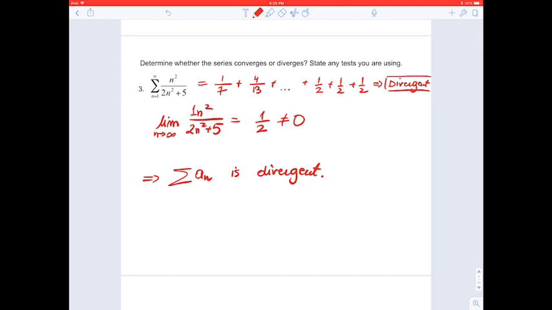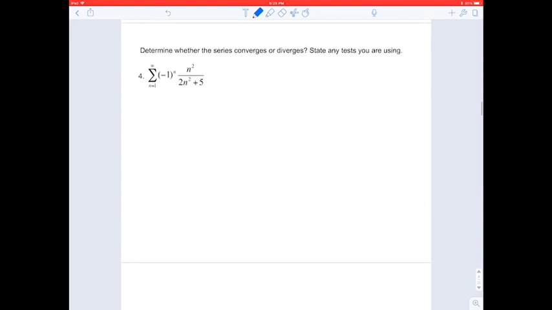If the limit is 0, then we can think what to do. But if the limit is different than 0, the infinite series is divergent. I can say that the sequence is convergent to 1/2, but not the summation of infinitely many 1/2s.